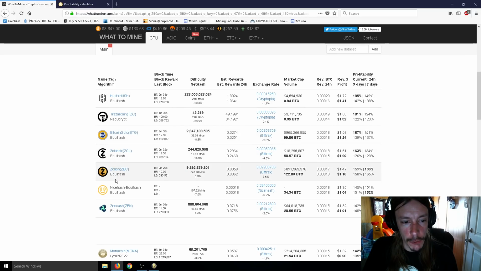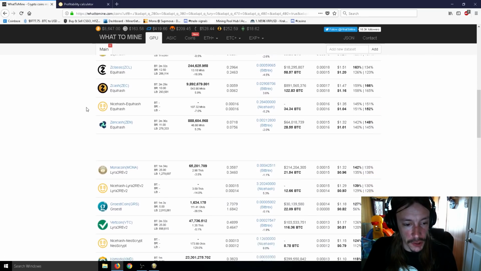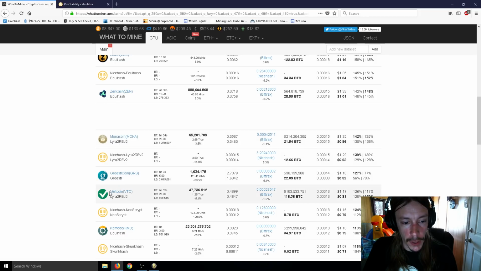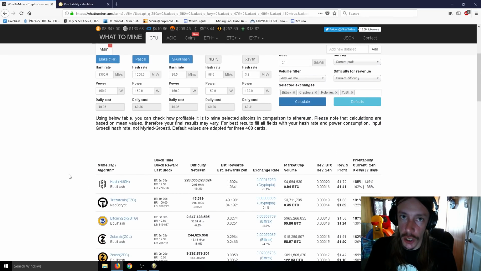So you can see the Equihash coins. Look, we have 4-5 Equihash coins. Well, this is technically a broad Equihash from NiceHash. But we have Zencash, Zcash, Z Classic, Bitcoin Gold, Hush, all at the top. And then closely following the Lyra 2 coins as well. So just stick to Equihash and you'll probably make much more profit than actually switching around all the time.